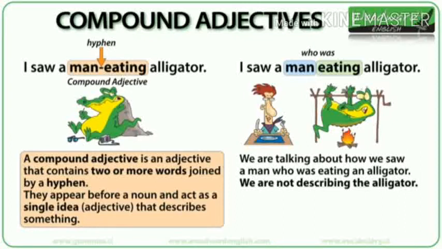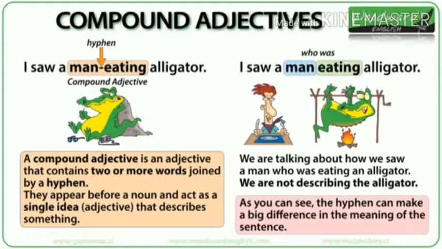Now let's see the other side. I saw a man eating alligator. What is this? We are talking about how we saw a man who was eating an alligator. We are not describing the alligator. Here a human being is eating the alligator, and the picture shown there will give you a clear idea of how compound adjectives can be read and understood. It is the meaning of it.